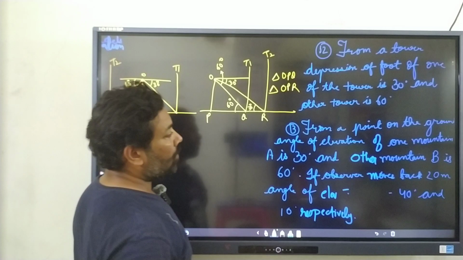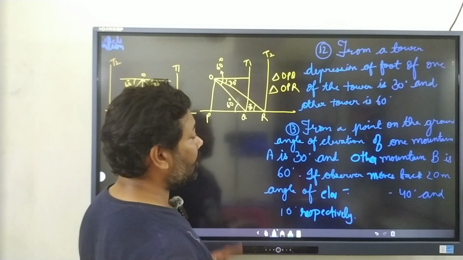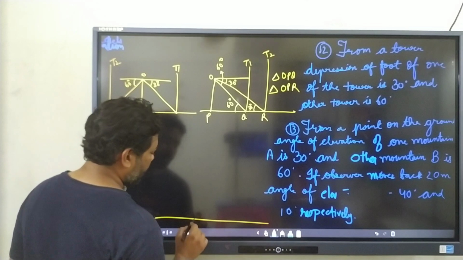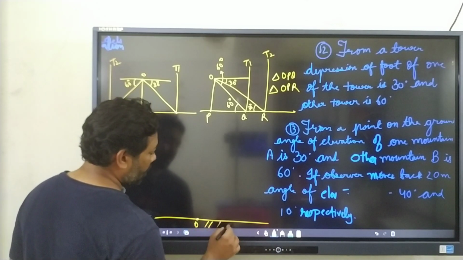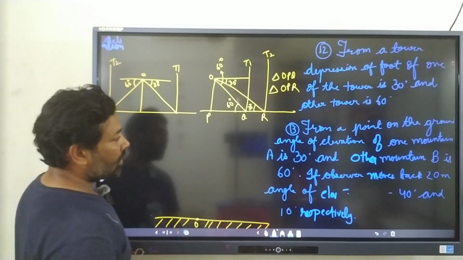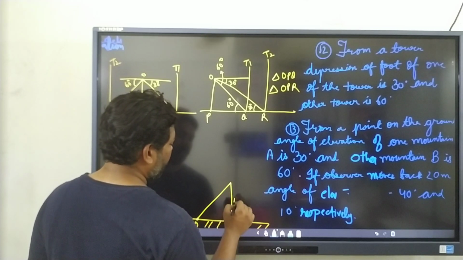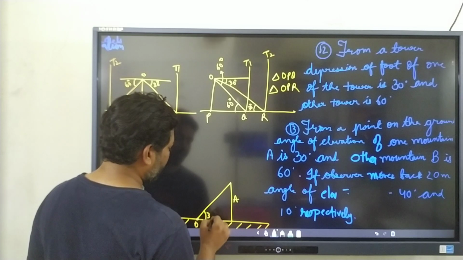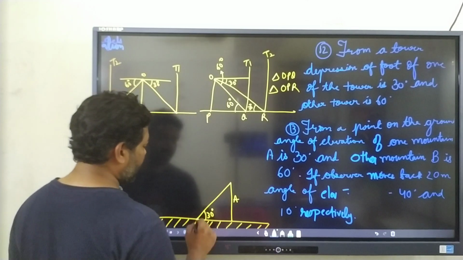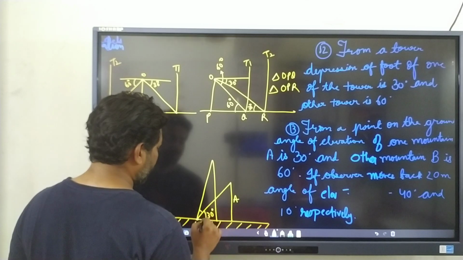Then question number 13: from a point on the ground, the angle of elevation of one mountain A is 30 degree and of the other mountain B is 60 degree. So let's say this is the ground and here we have a point of observation O. These dashed lines are important, a scientific notation, so don't ignore them. This is the angle of elevation of mountain A. So let's say here is mountain A and its elevation is 30 degree, and we have the other mountain B and its elevation is 60 degree. So let's say we have another mountain somewhere over here and its elevation is 60 degree.